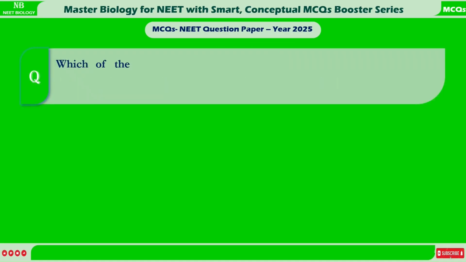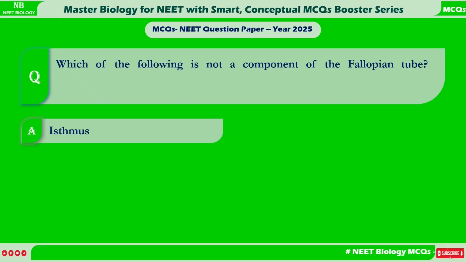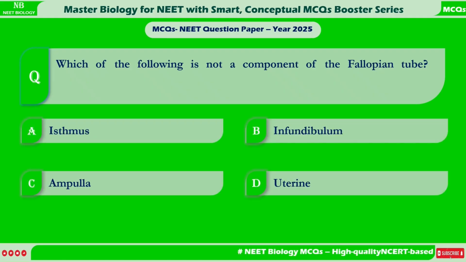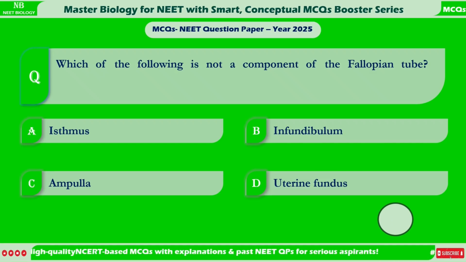Which of the following is not a component of the fallopian tube? A. Isthmus. B. Infundibulum. C. Ampulla. D. Uterine fundus.